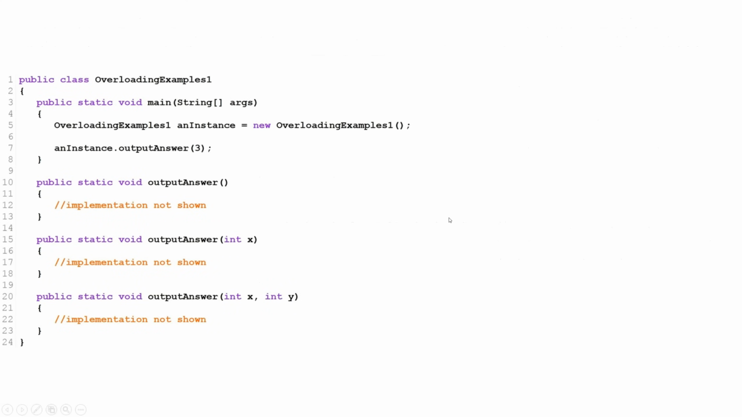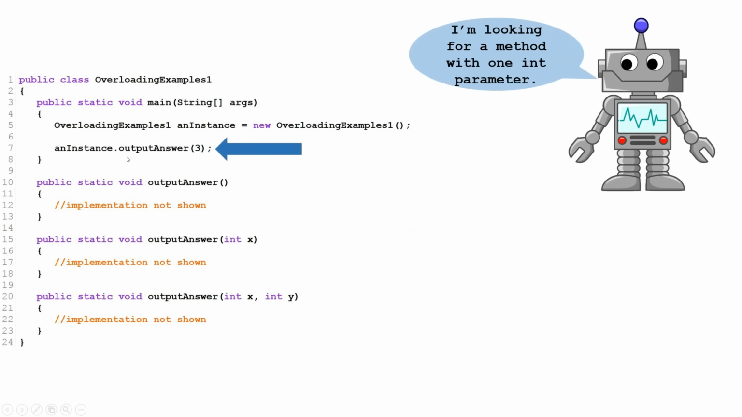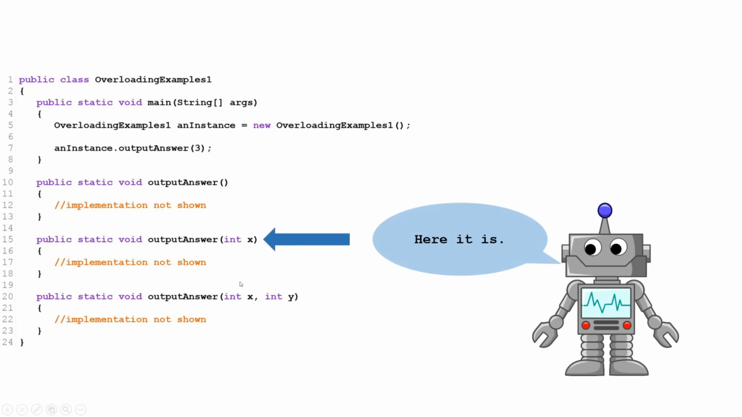Let's look at some examples. We have three overloaded methods here. Output answer has no parameters. This output answer has one int parameter. This output answer has two int parameters. When we call output answer from the main method, we have one int argument. The compiler will use this to match it up to the appropriate method. Here it is.